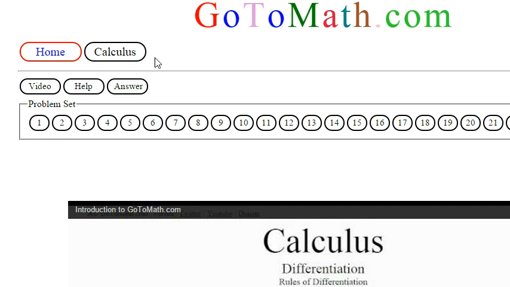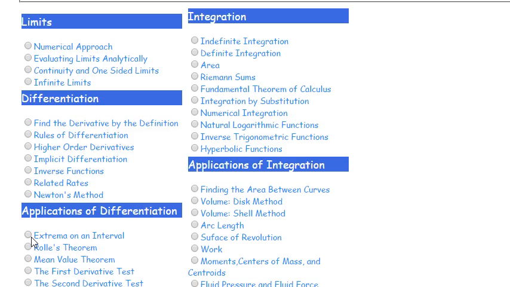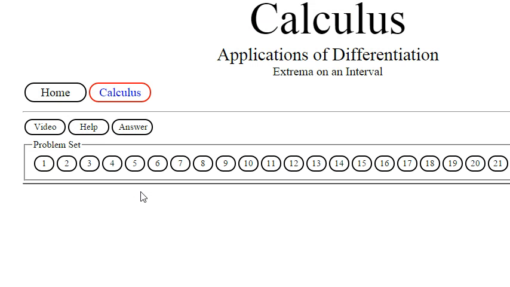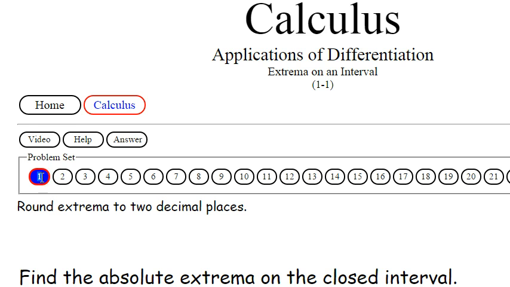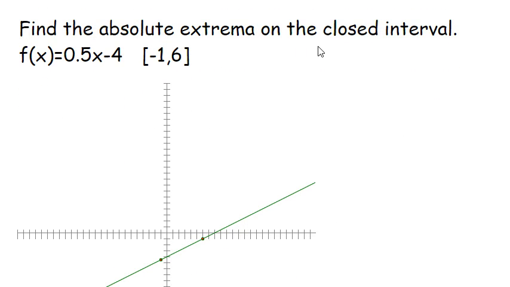Alright, we're at gotomath.com working some calculus, and we're down here in the Extrema file. Let's see, 1-1, we've already done that. Let's do 1-2. Okay, so it says find the absolute extrema on the closed interval.